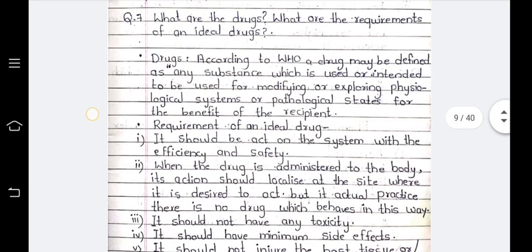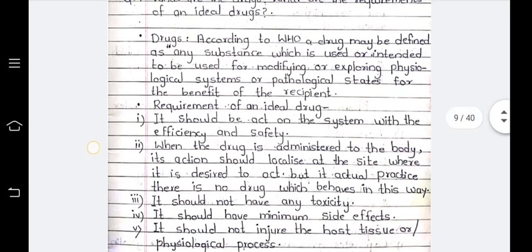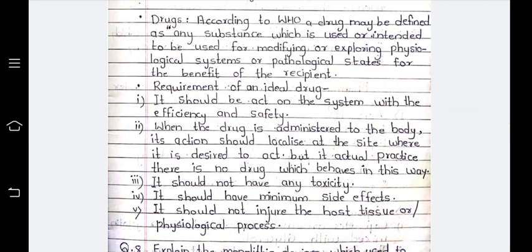Next: what are drugs? What are the requirements of an ideal drug? According to WHO, a drug may be defined as any substance which is used or intended to be used for modifying or exploring the physiological system or pathological states for the benefit of the recipient.